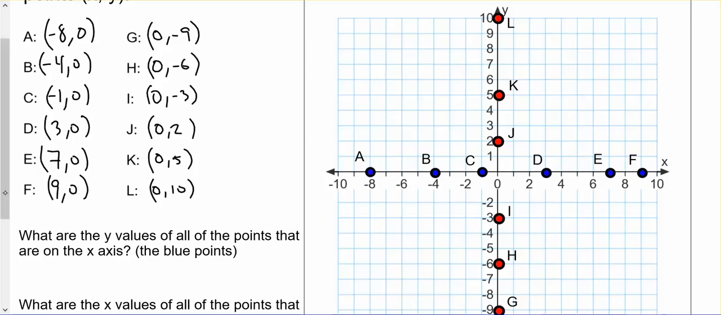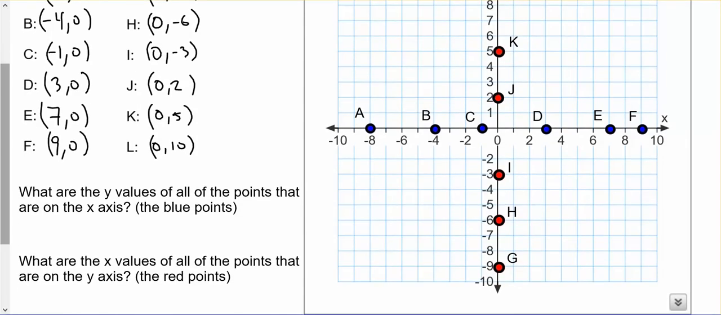And so we can answer the next question: what are the x values of all the points that are on the y-axis? All these red points, the x values are 0. When we're on the y-axis, our x values are 0. So along the x-axis, moving left to right, all our y values are 0, and all along the y-axis, the axis that moves up and down, all our x values are 0. So if we can remember that, we can do today's lesson.